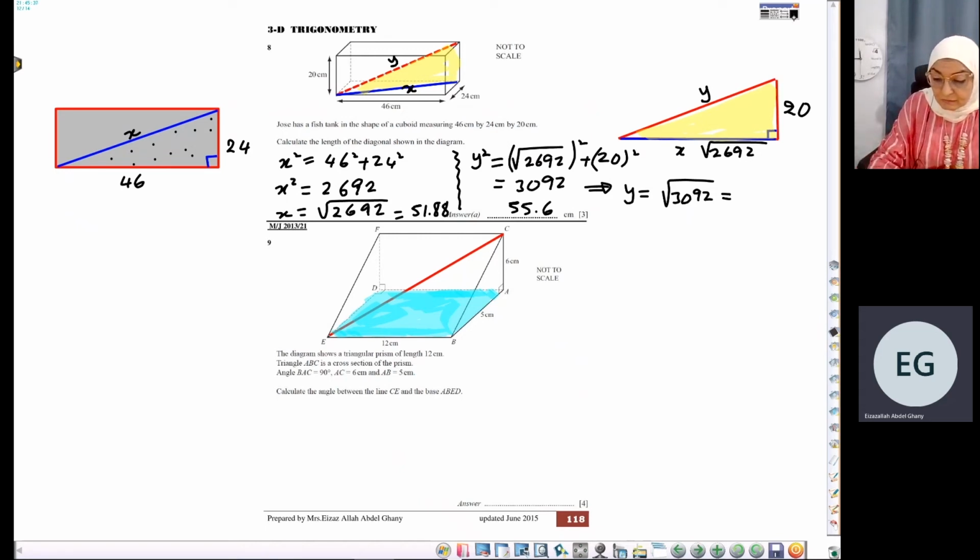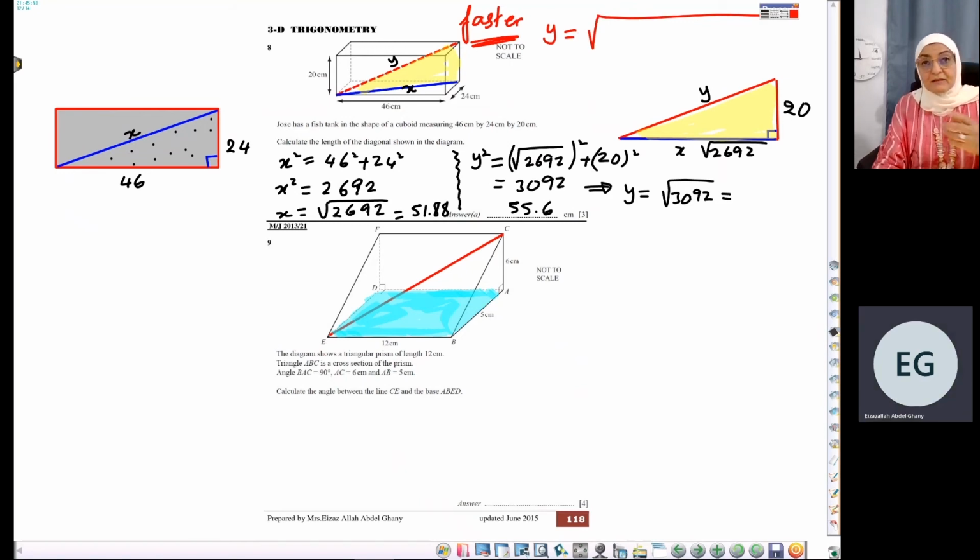We need to find the easiest method and the fastest method. Now, here is the fastest method, the longest diagonal. It is the square root of the sum of squares of the 3 dimensions of the cuboid. Length squared plus width squared plus height squared. Ta-da-da! Magic. It is 46 squared plus 24 squared plus 20 squared.